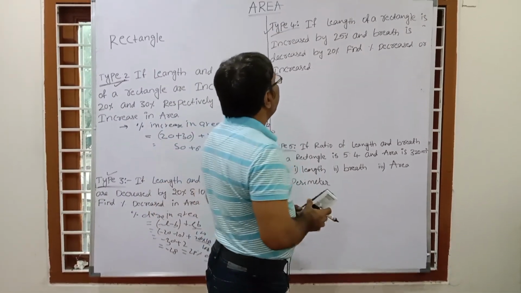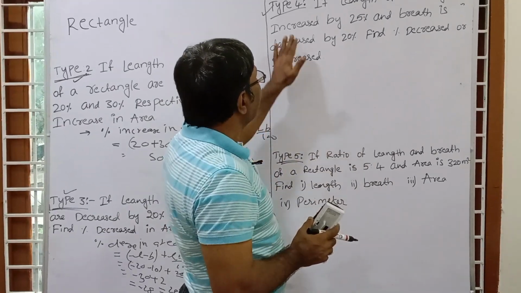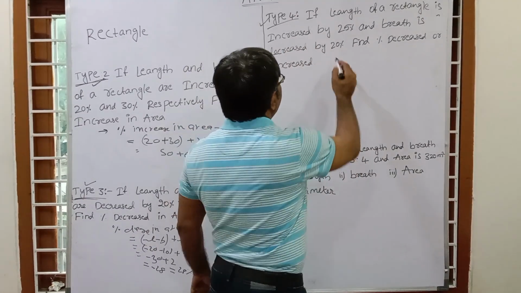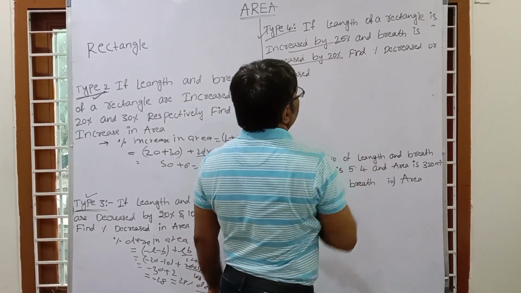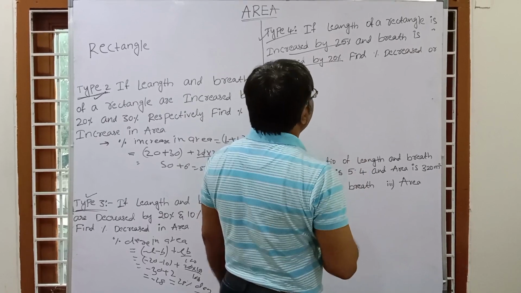Type number 4 is what? If the length of a rectangle is increased by 20%, here length is increased and breadth is decreased by 20%. Then find the percentage decrease or increase.